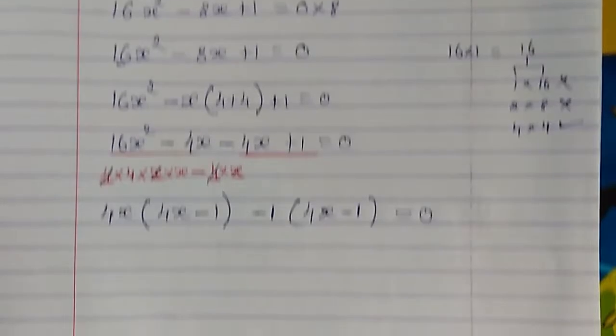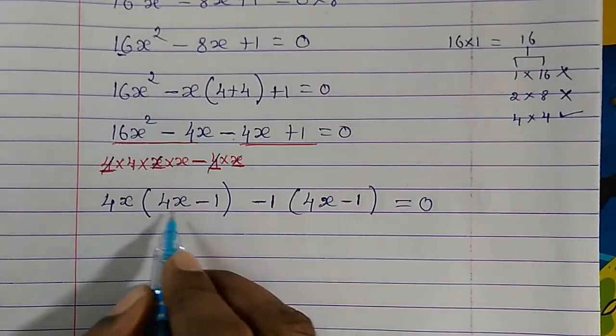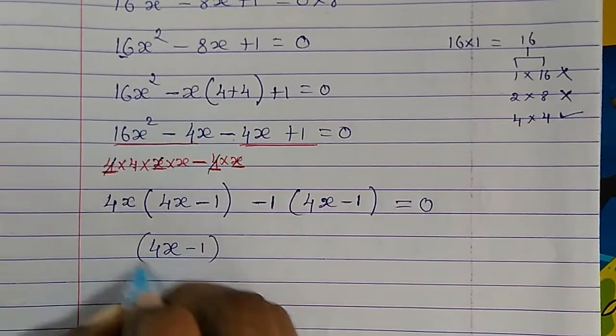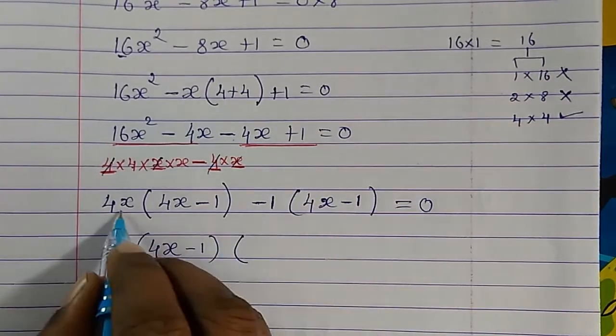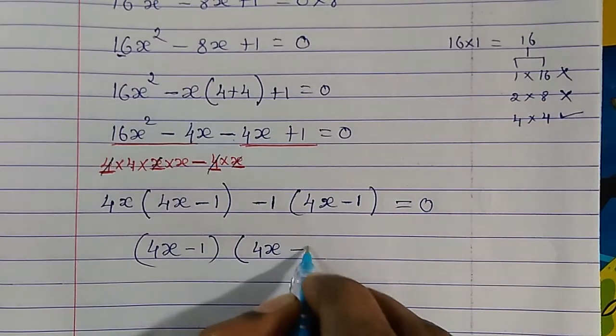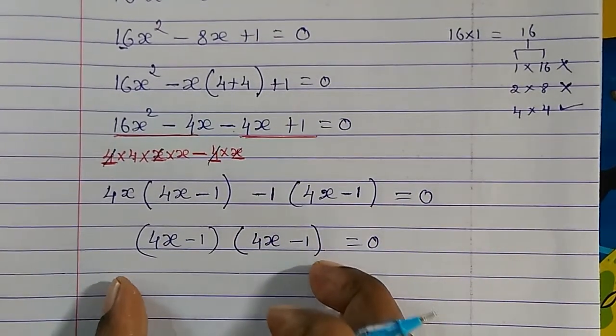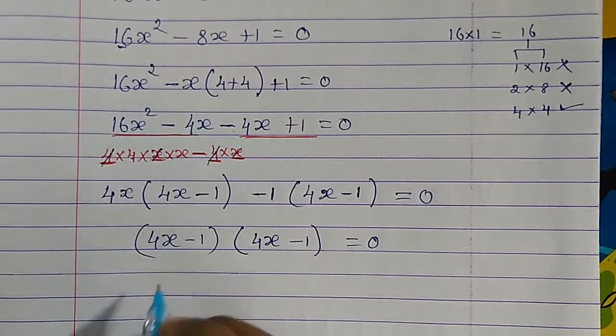Okay, now both the brackets are the same, so we'll write it down one time. Now what is left here? 4x minus 1, 0. So now we have got both the same numbers. So if we do it once, that's enough.